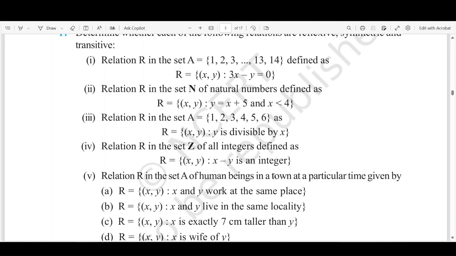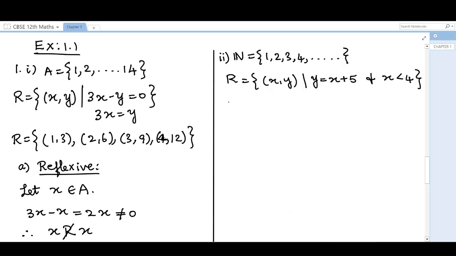Second one, relation R in the set N of natural numbers defined as R equal to set of all ordered pairs x, y such that y equal to x plus 5 and x strictly less than 4. Now let us write the elements present in the set R. Ordered pair 1, 6, 2, 7, 3, 8. Because x value should be strictly less than 4. So only 1, 2, 3 can be there for the first component, and y should be such that x plus 5. So 1 plus 5 is 6, 2 plus 5 is 7, 3 plus 5 is 8.